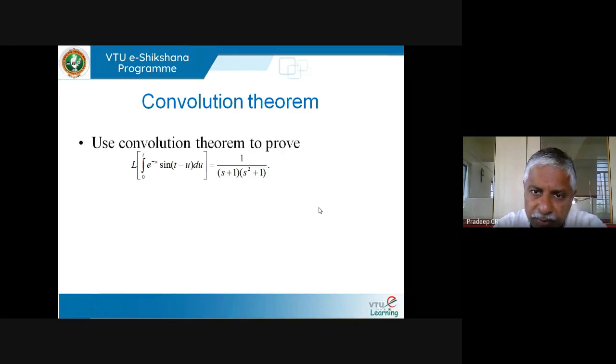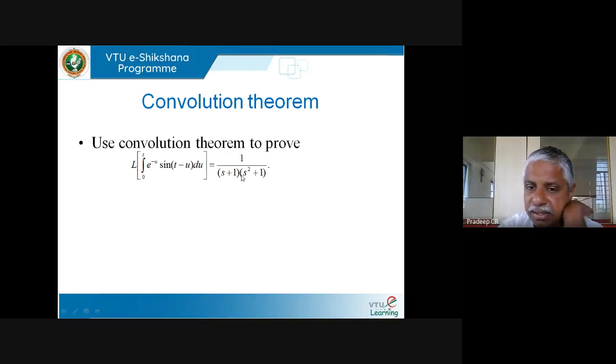Another type of problem is to evaluate the Laplace of a horrible integral. Now what I will do is, actually we are trying to prove this, so I will observe what is there in the square bracket here. I would like to make it look like the convolution of two functions whose Laplaces, if you take the product of them, happen to be what is on the right hand side. So this I have to observe.